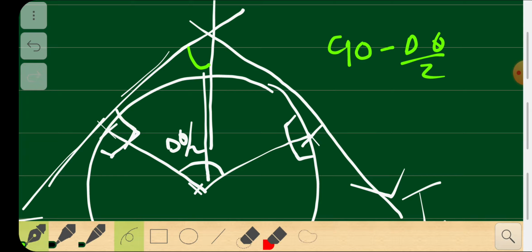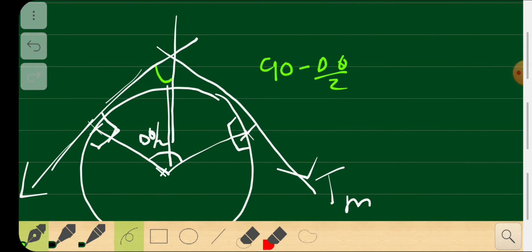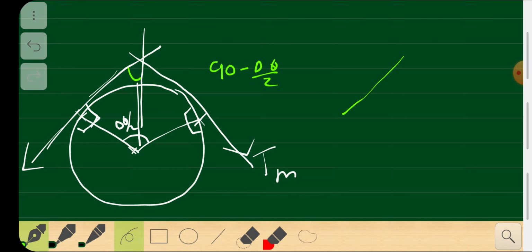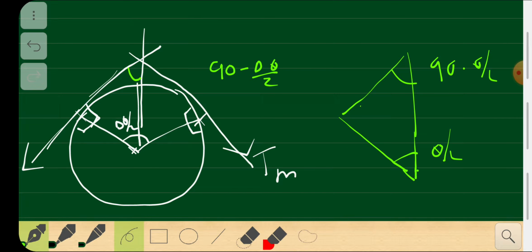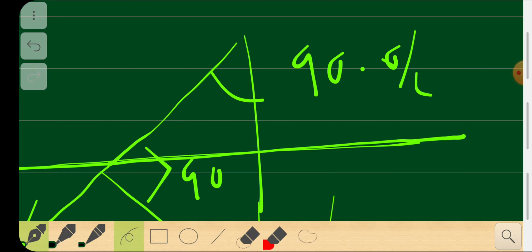Now what I can do is redraw this same thing in such a way, just like that. This is theta by 2, this is 90 minus theta by 2, and this is 90. So you got the same thing, and here is our tension. In the x-axis, you can see, this is the x-axis. So you can now take this new triangle.